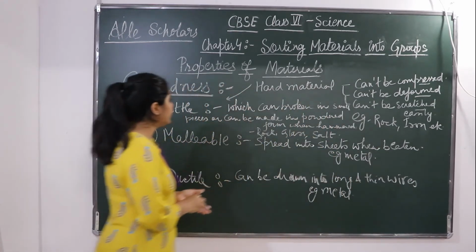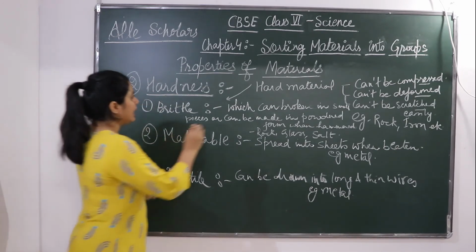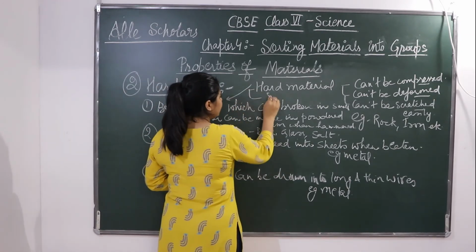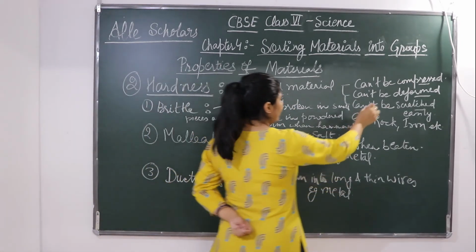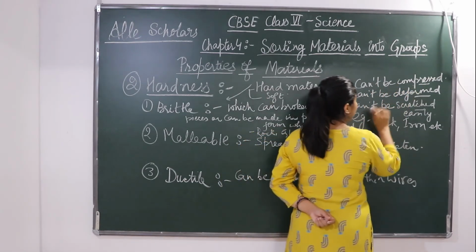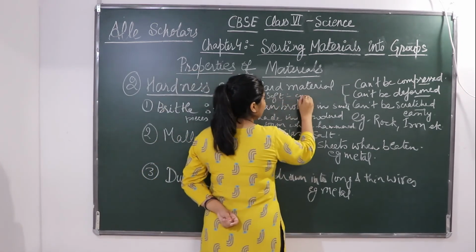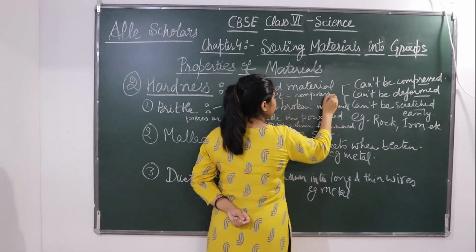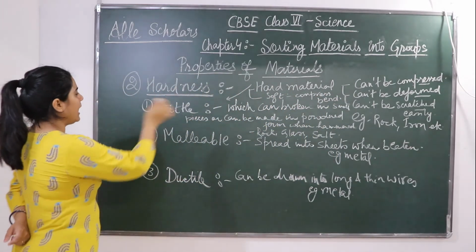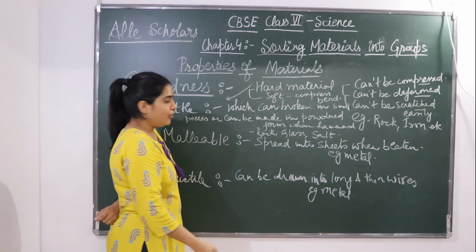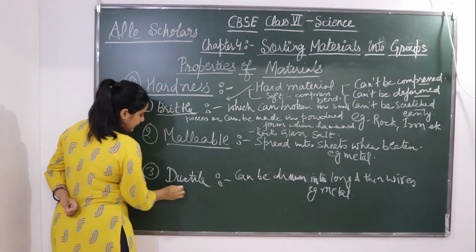Okay, so we have seen that a property of material is hardness, and on that basis it can be categorized as hard material or soft material. Hard material is the one that cannot be compressed, cannot be deformed and cannot be scratched easily. Soft one can be compressed and can be bent. Further, this hard material can be of three types. It can be brittle, it can be malleable and it can be ductile.